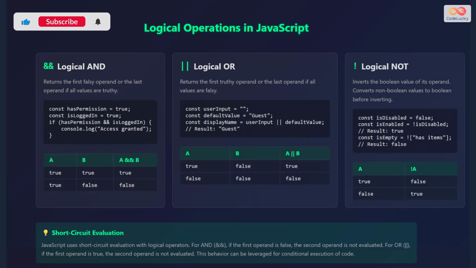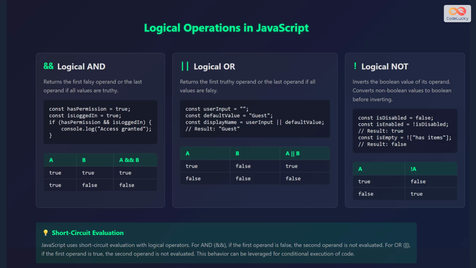Let's explore logical operations in JavaScript, which are fundamental for making decisions in your programs. The logical AND operator, denoted by 2 ampersands, returns the first falsy operand or the last operand if all values are truthy. For example, if you have 2 conditions like has permission and is logged in, both need to be true for access to be granted. If either or both of these conditions are false, then the expression will result into false.